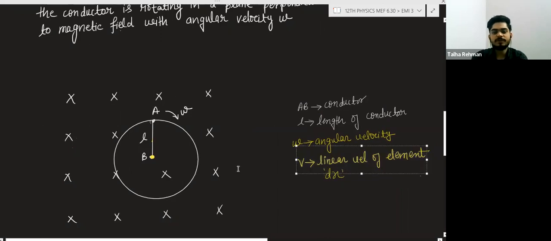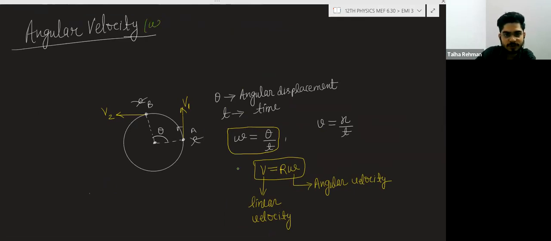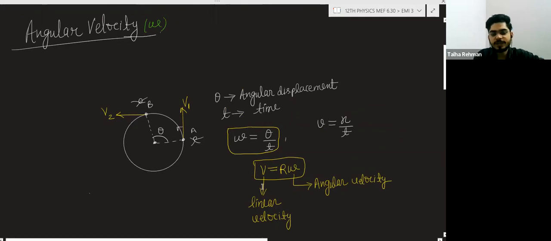Velocity. Okay, so here you should know what is angular velocity. Angular velocity is represented by omega. So, what is the meaning of the angular velocity? Suppose a person starts the motion from A and this person is going from A to the B.